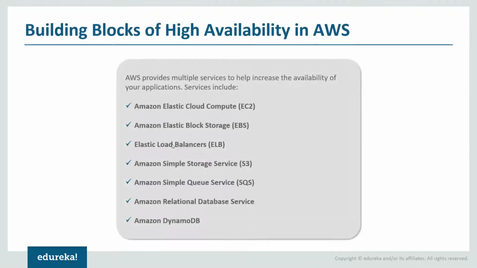But can I consider other features of AWS? Yes, you can consider other features like EC2 instance, EBS, Elastic Load Balancer, Simple Storage Service, Simple Queuing Service, Amazon RDS and DynamoDB. You can use any of these services and build high availability in AWS.